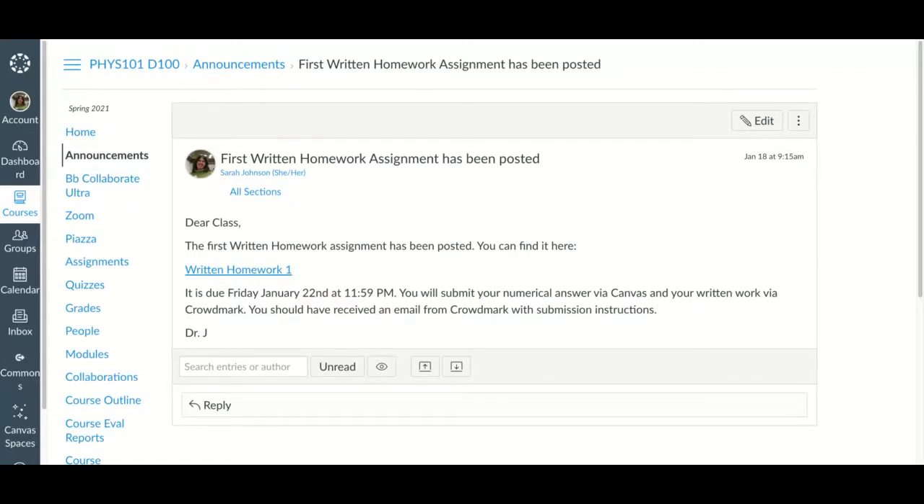You should submit your written work via CrowdMark, and that's also due Friday at 11:59 p.m. You should have received your CrowdMark instructions via your SFU email. Everything's going to go through your SFU email, so please make sure that's the email you're checking for things related to this class. I don't know if anyone has any questions about any of that. If not, we're going to go ahead and do some physics.